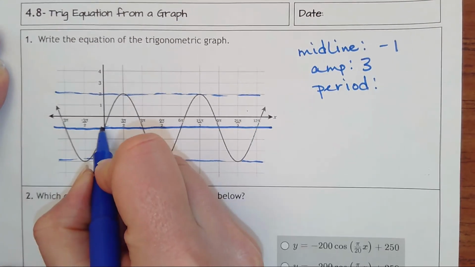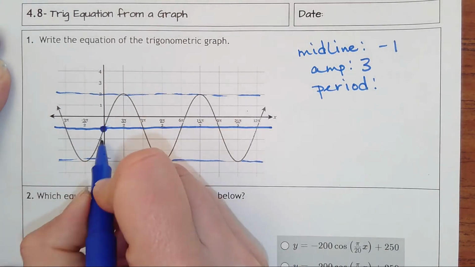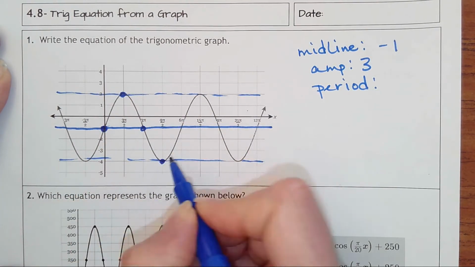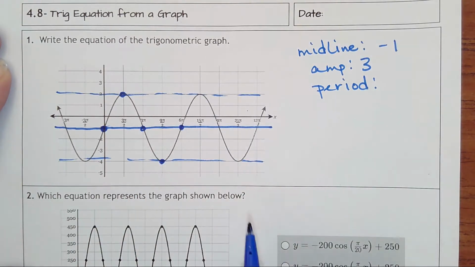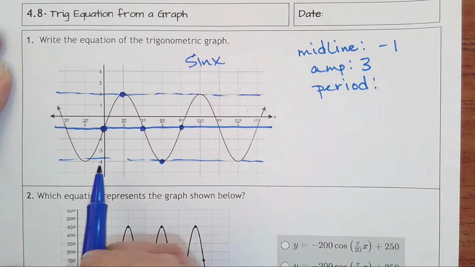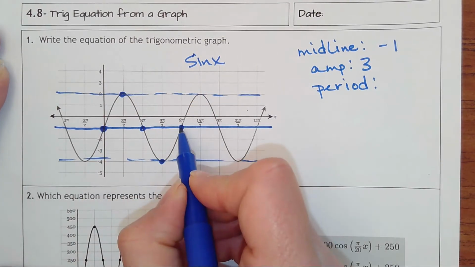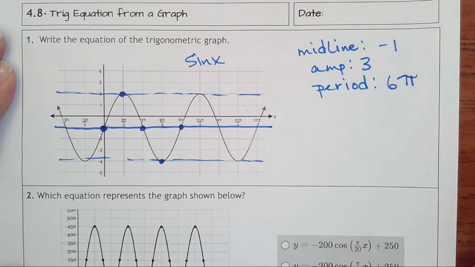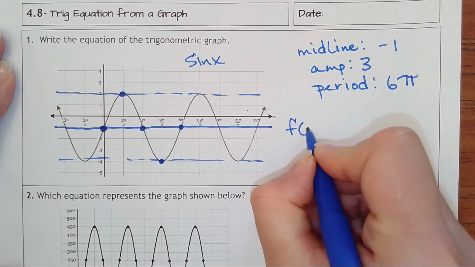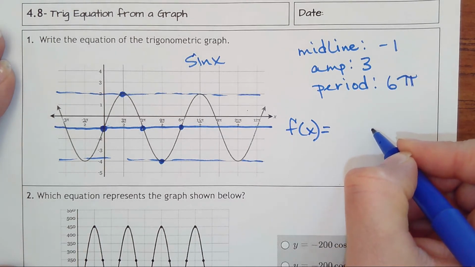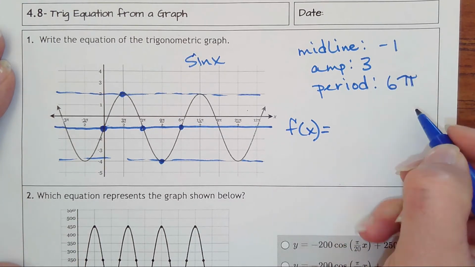Well, we're going middle, always start on the y-axis, middle, high, middle, low, middle. So this is a sine graph. Okay, and then I'm seeing that I stop one period at 6 pi. But remember, when I write the function f of x equals, I'm going to have a b with the x, and so I'll have to do something with 6 pi here in a minute.